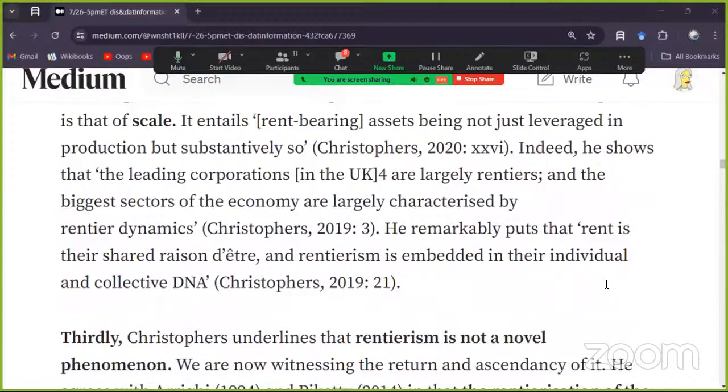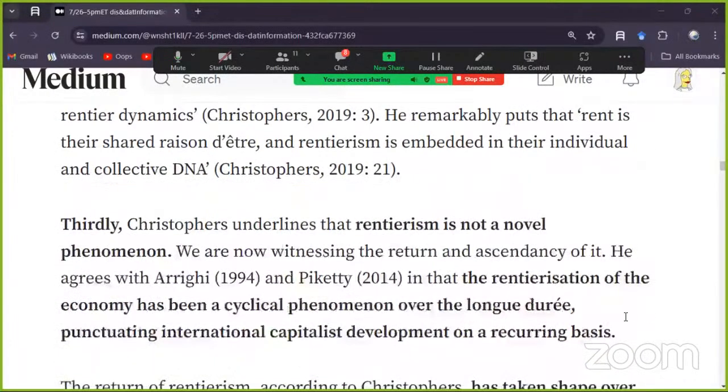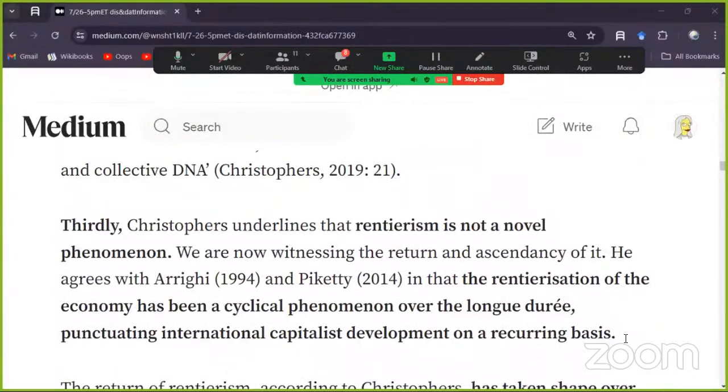And the third point, Christopher underlines that rentierism is not a novel phenomenon. This goes back, right? We're now witnessing the return and ascendancy of it. He agrees with Arrighi and Piketty in that the rentierization of the economy has been a cyclical phenomenon over the longue durée, punctuating international capitalist development on a recurring basis. Longue durée is French Annales school history. It describes not unlike a Kondratiev cycle. It's not like business cycles. It's really long cycles of how history unfolds. It has many more dimensions to it.